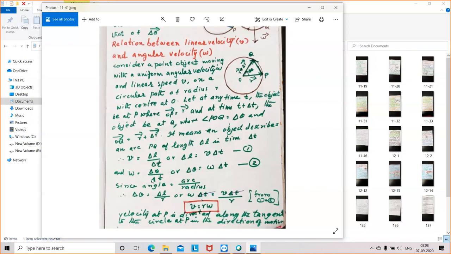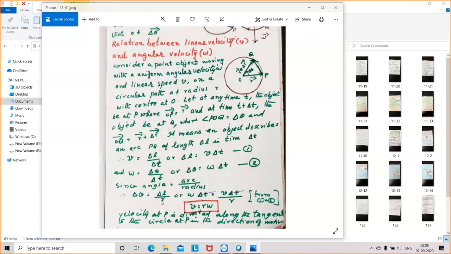And omega equals angle by time. What is the angle? This angle. How much time does it take to cover this angle? Suppose delta T is the time taken. Then delta theta by delta T, angle by time, gives angular velocity. Therefore, delta theta equals omega into delta T. And we also know angle is arc length by radius: delta theta equals arc length delta L by radius r.